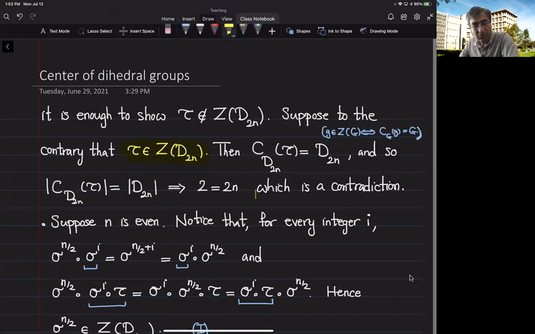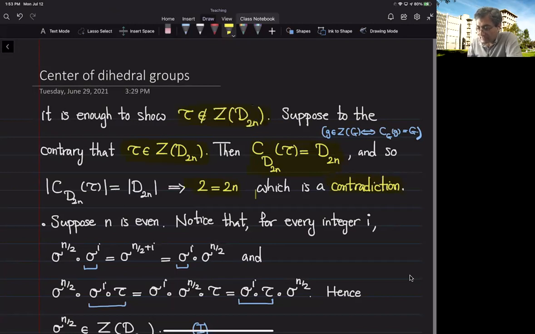Now, if tau was in the center, then the centralizer was supposed to be the entire group. But that's not possible because the centralizer of tau, in this case, has two elements, but the entire group has 2n elements, and n is more than one. That's not possible. So from here we get a contradiction, and therefore, tau is not in the center.